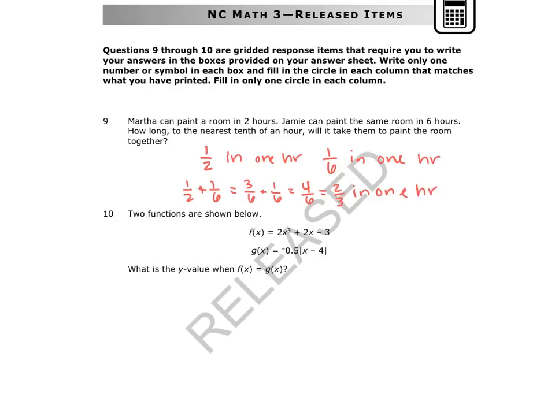So if they can paint 2/3 of the room in 1 hour together, okay, then they need another half hour. So 2/3 times what would give them a whole room, right? That's all you're trying to say. So they'd need an hour and a half because that would be 3 halves, which equals an hour and 30 minutes. So that one's just a reasoning one. You got to think about how much can they do per unit.